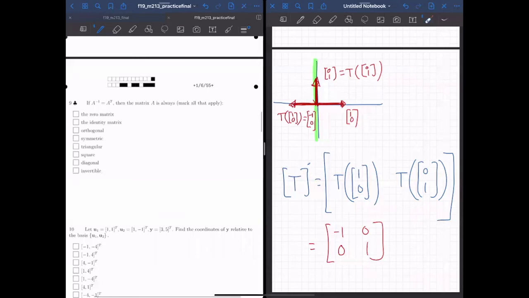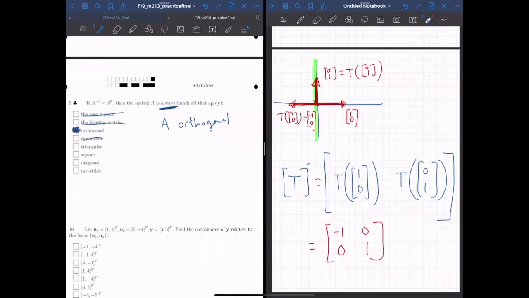Question 9. If A inverse is equal to A transpose, then the matrix A is always what? Well, what word do we have for a matrix whose inverse is equal to its transpose? Orthogonal? Yeah, it's orthogonal. Okay, so we're looking for what A has to be. What is A always? Well, A can't be the zero matrix. A could be the identity matrix, but it doesn't have to be. The matrix has to be an orthogonal matrix. That's kind of the definition.